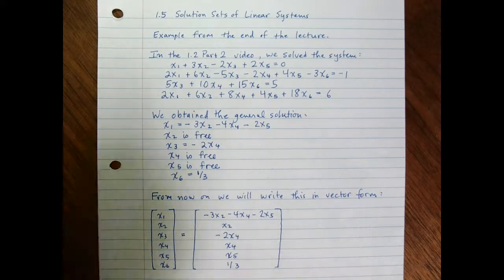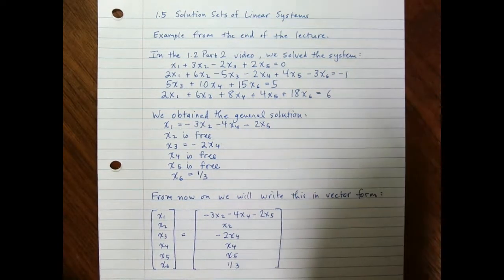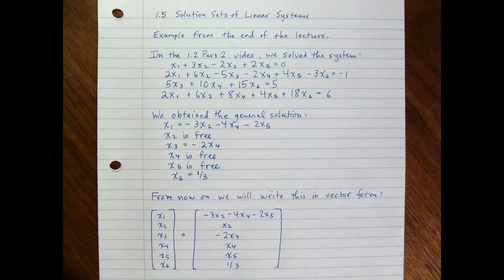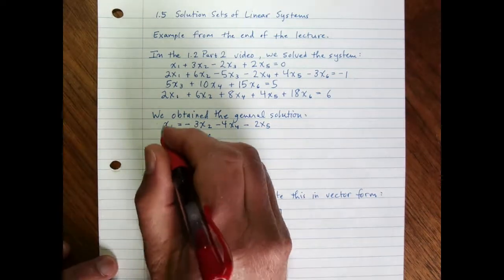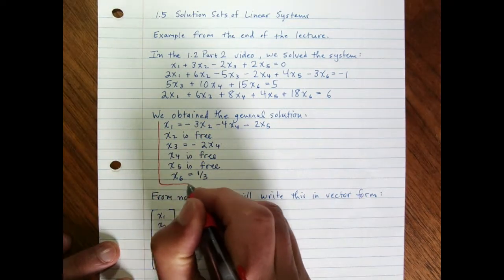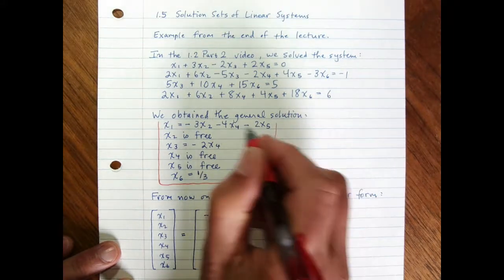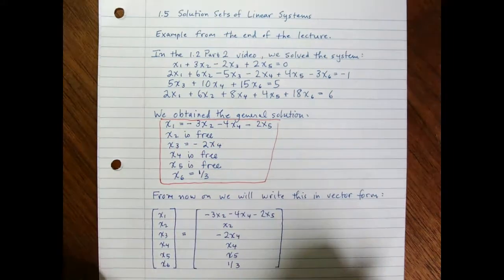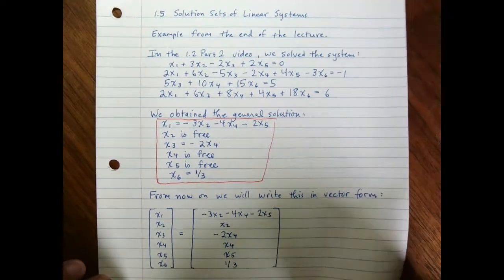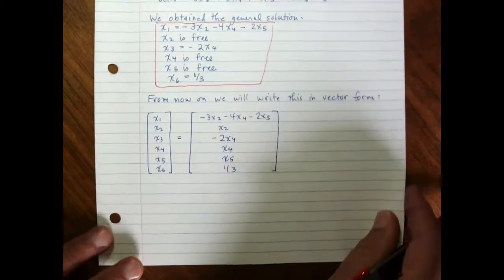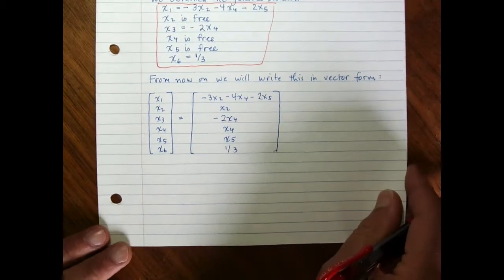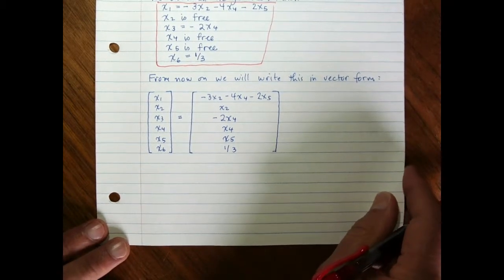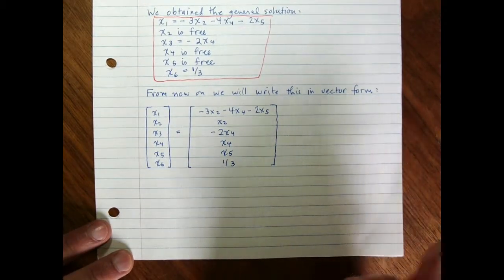What we did was we went back to an example from section 1.2, a system of equations that we solved. And back in 1.2, we got to this point. We expressed our answer in this way. And we're not going to write our solutions that way anymore. We want to get used to writing solutions to systems in vector form.